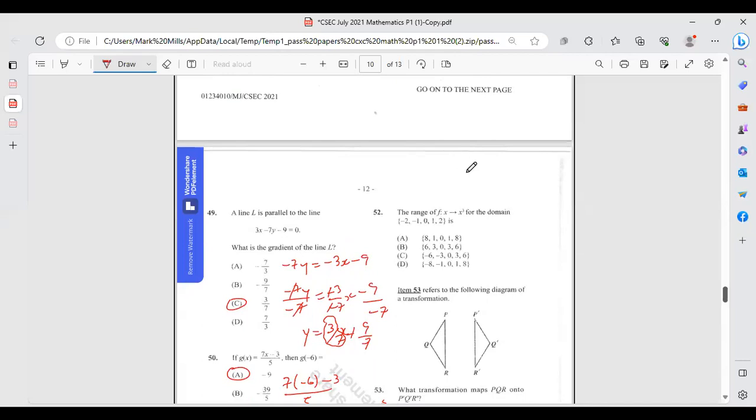Now, this is for x to the what? Cube. So x cubed. Negative 2 to the third will give you negative 8. Negative 1 to the third will give me negative 1. 0 to the third, 0. 1 to the third will give me 1. 2 to the third will give me 8. We are looking for this sum. It's negative 8.